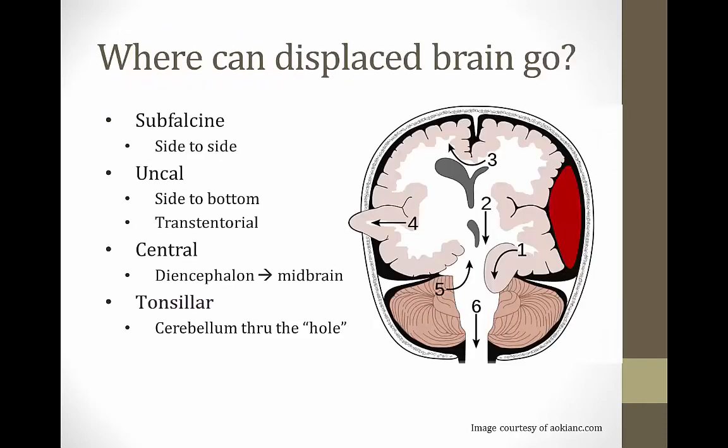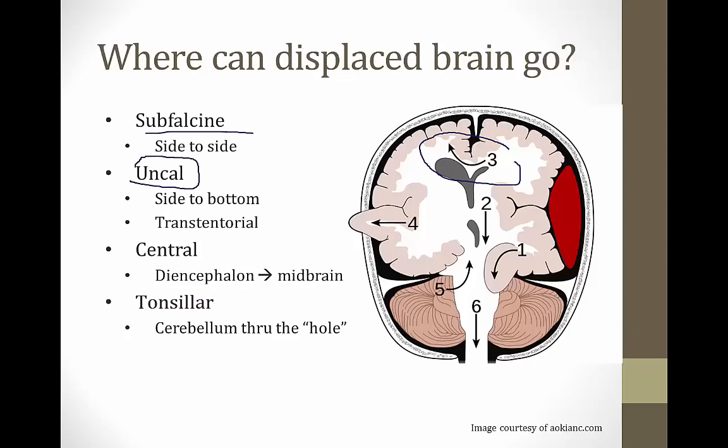So let's talk about where displaced brain can go, and these are the herniation syndromes. There's basically 4 types of herniation you should know about. The first type is called subfalcine, and that's number 3 over here on this picture. And that's when a portion of the brain called the cingulate gyrus goes under the falx cerebri. We'll talk more about that in a minute.